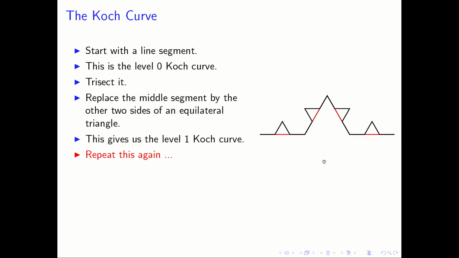Now you have to repeat this again. The level 1 Koch curve is actually made out of 4 line segments. You do the same thing to each of the 4 line segments. You trisect each one of them, rub out the middle third, and replace that by 2 sides of the equilateral triangle. So now you have a structure which looks like this. Well, you don't stop here. You now have more line segments. You do exactly the same thing to all of them and keep on doing this over and over again.